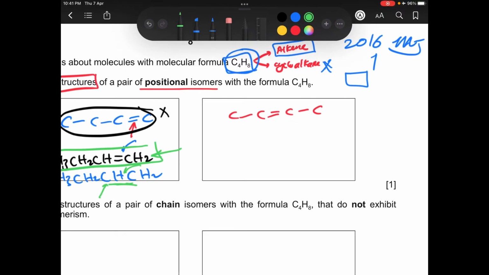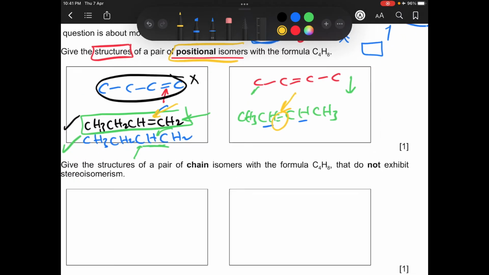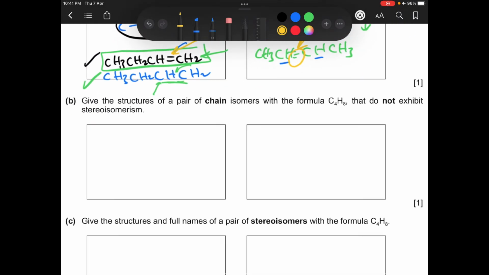And let's translate the other one to a structural formula. You have CH3, CH, CH, CH3. This indicates that you have a double bond between the 2 CHs, and this is positional. You're changing the position of the double bond. Here, the double bond is in the second carbon. There, the double bond is in the first carbon, and that's why we can consider it positional. Okay. Let's go to B.